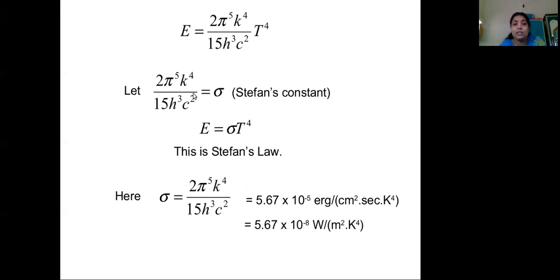Now this constant is known as the Stefan's constant, and E equals sigma T to the power 4 is known as the Stefan's law, where the value of sigma is given by this, which is 5.67 into 10 to the power minus 8 watt per meter square into Kelvin to the power 4.